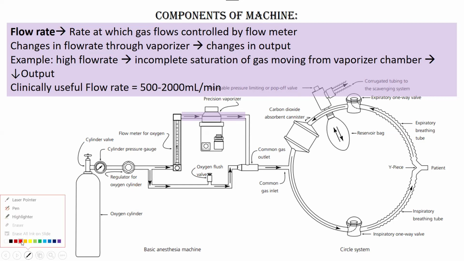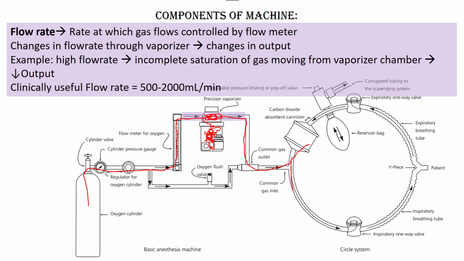Oxygen from this cylinder will move from here through the regulator and it will come into the vaporizer. Already in the vaporizer there is liquid anesthesia placed. This liquid anesthesia is being converted into gaseous anesthesia and gets mixed with the oxygen that comes from this cylinder. So now here the oxygen gas gets mixed with the gaseous anesthesia and comes from here and enters into the patient breathing circuit.